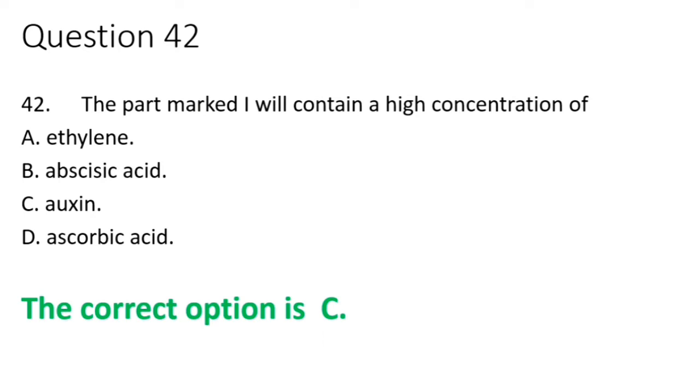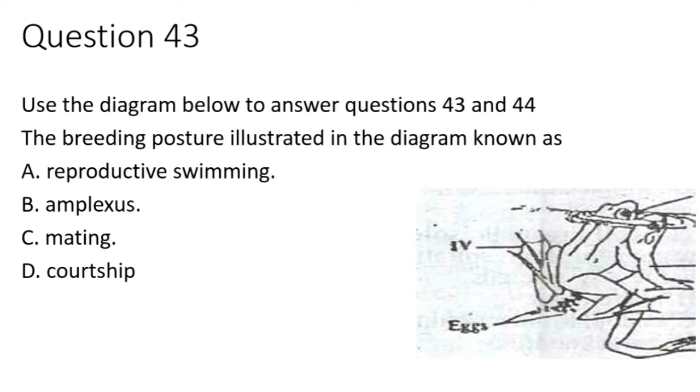Then use the diagram below to answer questions 43 and 44. There are two toads or frogs, one on top of the other, in water. Eggs are being laid here, and some parts are labeled. Now, 43 says the breathing posture illustrated in the diagram is known as: reproductive swimming, amplexus, mating, then courtship.